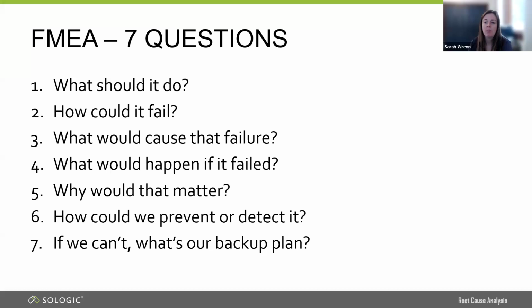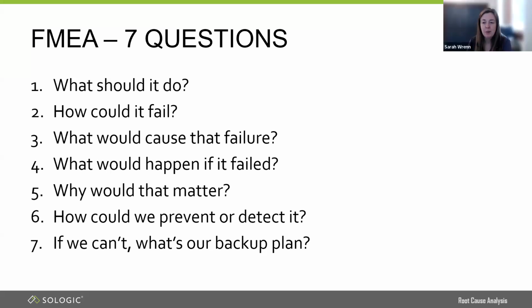Now we are at one of the most important questions in this process. Why would that matter? Because not all failures are created equal. Some impact safety, which is usually a top priority for most organizations. Some impact production, and some just impact overall convenience or cost.